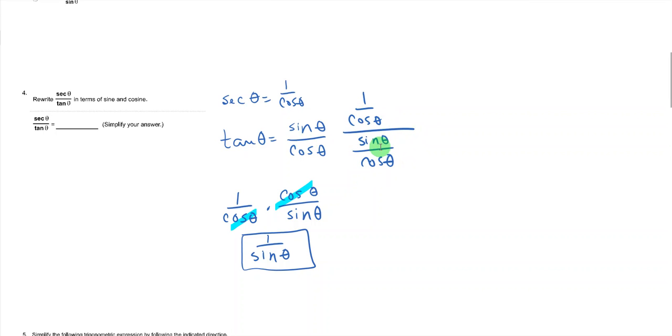We're going to flip this one and multiply. So we have 1 over cosine theta times cosine theta over sine theta. Cancel. You're left with 1 over sine theta. And we don't go any further because we're supposed to leave it in terms of sine. That is equal to cosecant, but we don't want to go that far. We have to leave it in this.